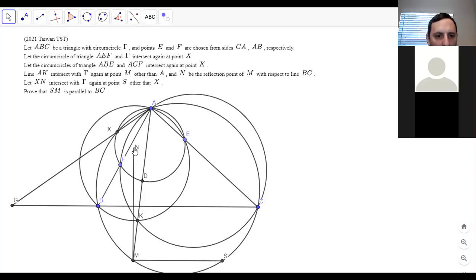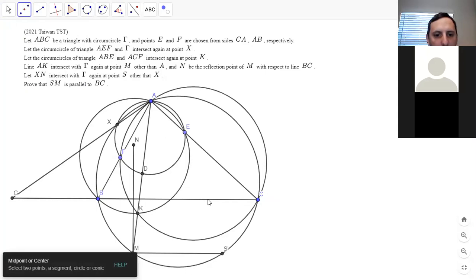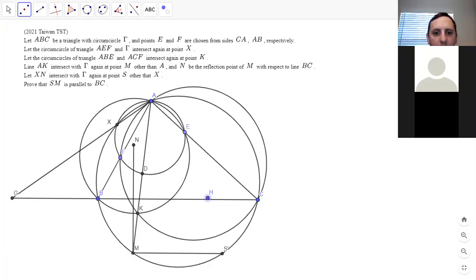Okay, so we want to show angle AXN is equal to angle ACM. Actually, I think we can say that NS prime goes through the midpoint of BC. Oh, really? Oh, yeah, because that's a good point. So yeah, NS prime passes through the midpoint of BC by symmetry.